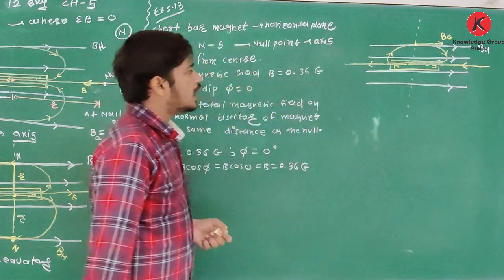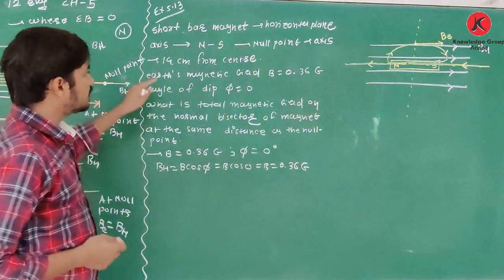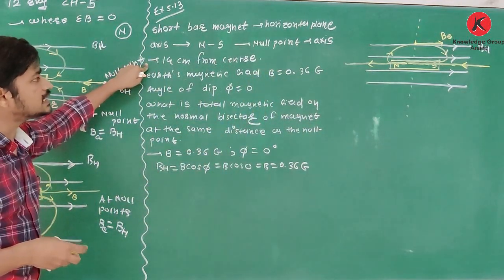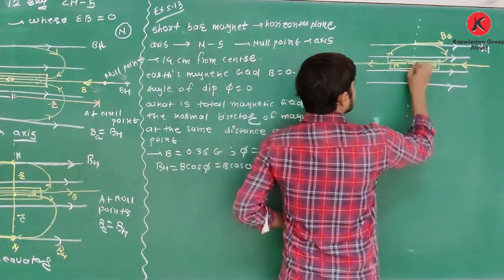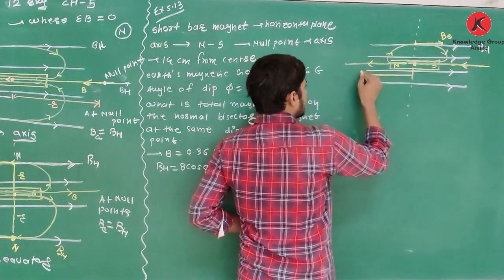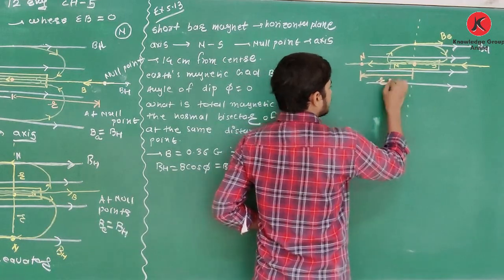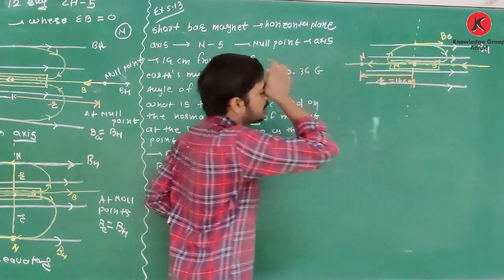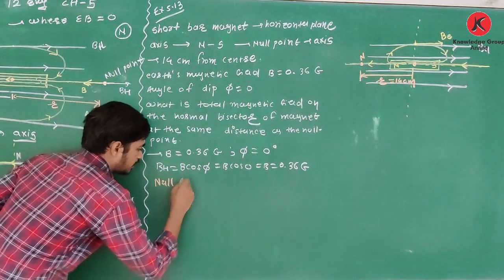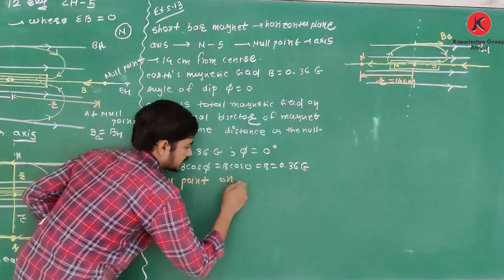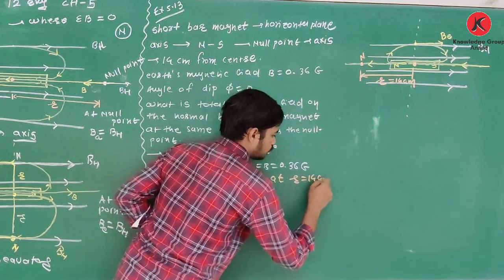Now, how to find this? Okay, see, null points. You are given that null points are obtained on the axis at 14 cm from the center. So yes, from this center, null points are obtained at a distance of 14 cm. R is equal to 14 cm. So here, null point on axis at R is equal to 14 cm.